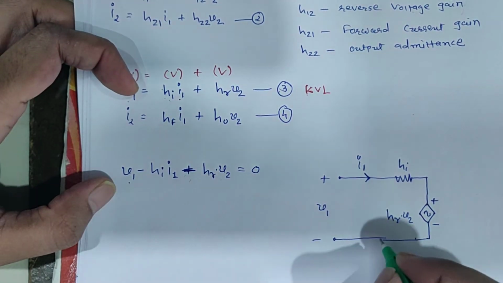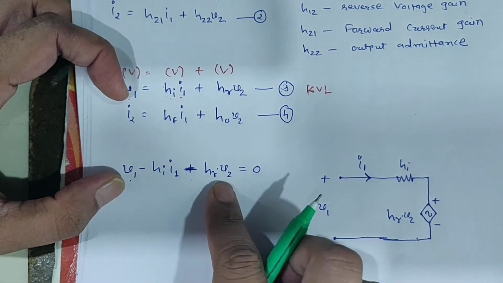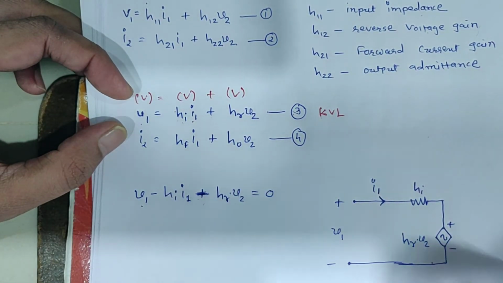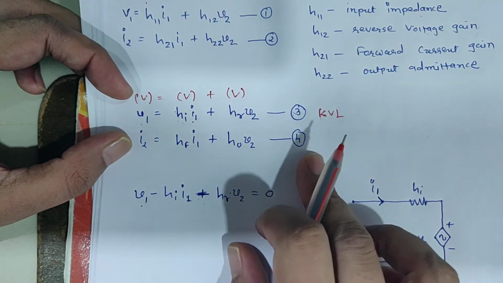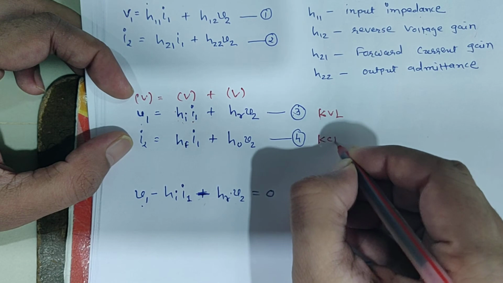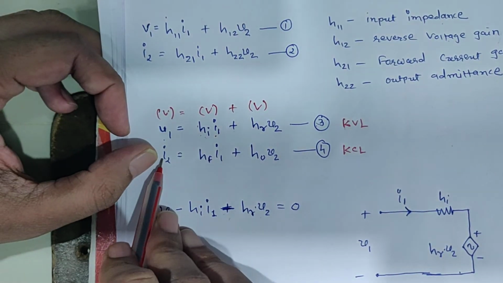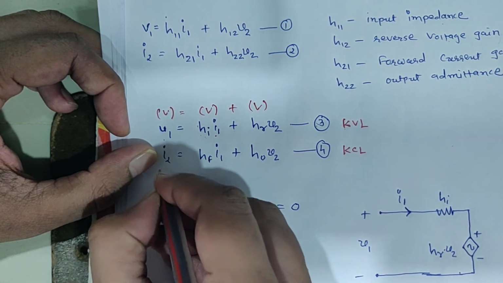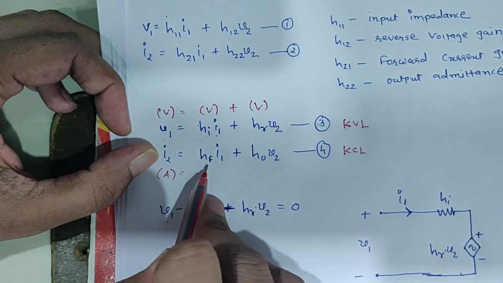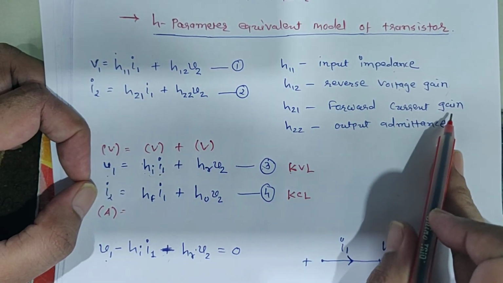Okay, so this is the equivalent circuit of equation number 3. Now if we discuss this particular equation number 4, then it is clearly indicating this is a KCL equation. So how? This is current I2, so its unit is ampere. Now HF, what is the HF? That is nothing but the forward current gain.